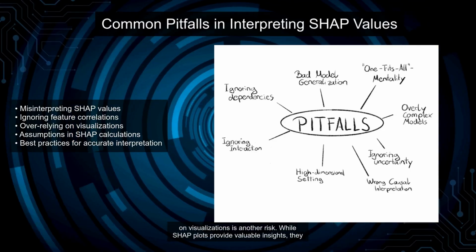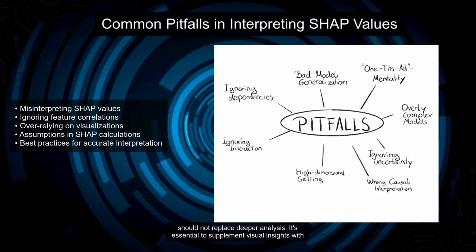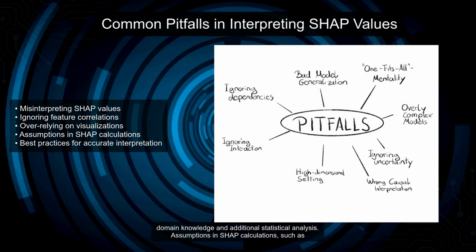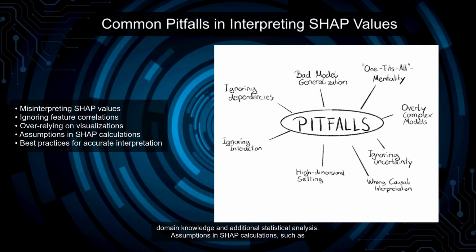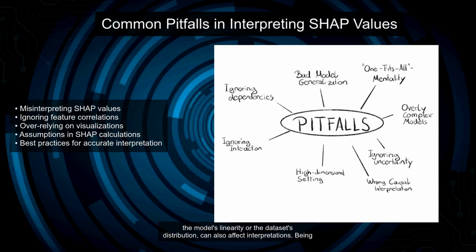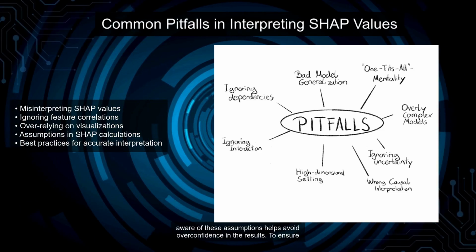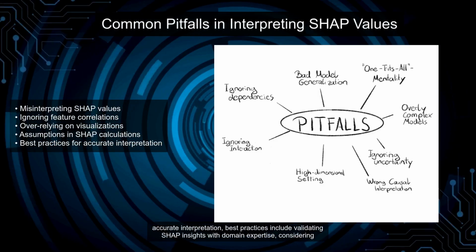Over-relying on visualizations is another risk. While SHAP plots provide valuable insights, they should not replace deeper analysis. It's essential to supplement visual insights with domain knowledge and additional statistical analysis. Assumptions in SHAP calculations, such as the model's linearity or the dataset's distribution, can also affect interpretations. Being aware of these assumptions helps avoid overconfidence in the results.